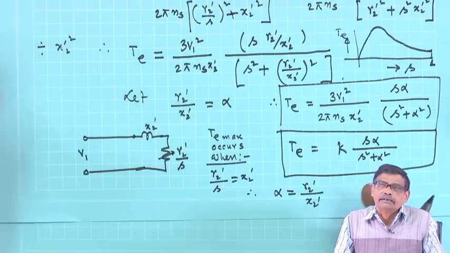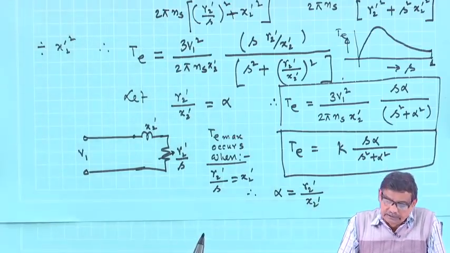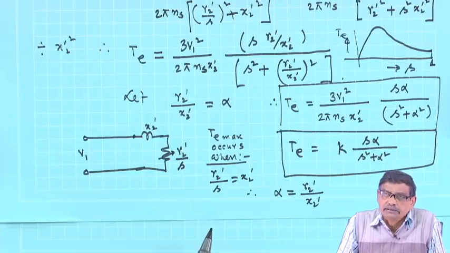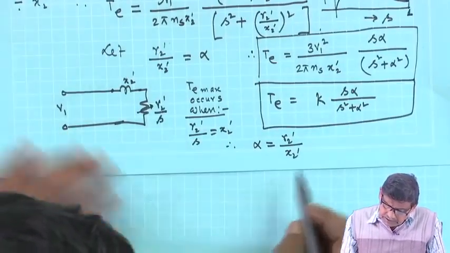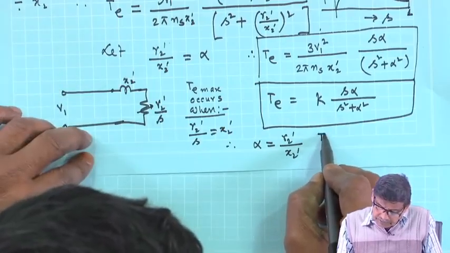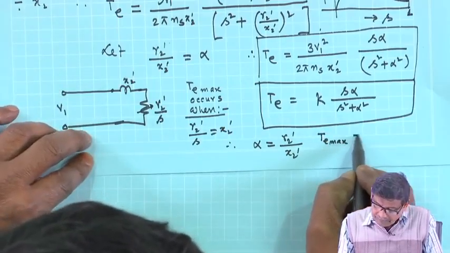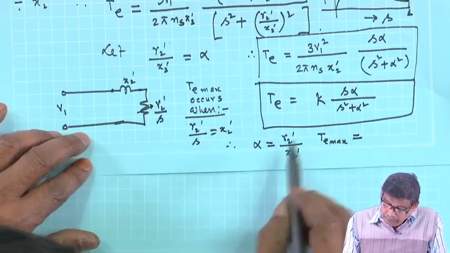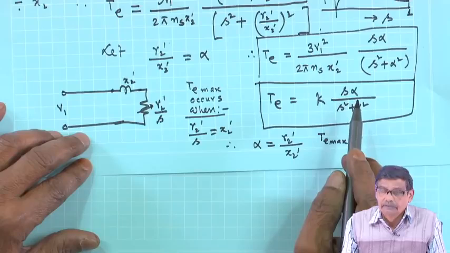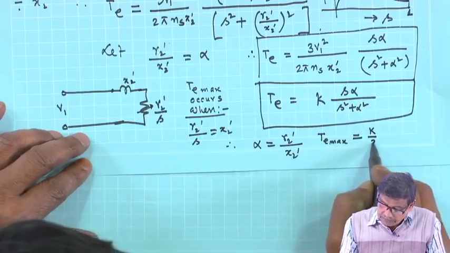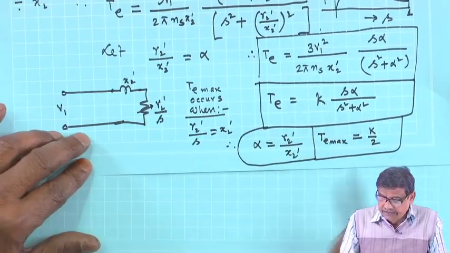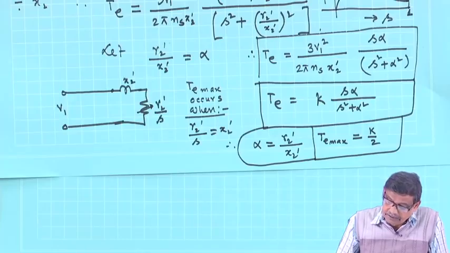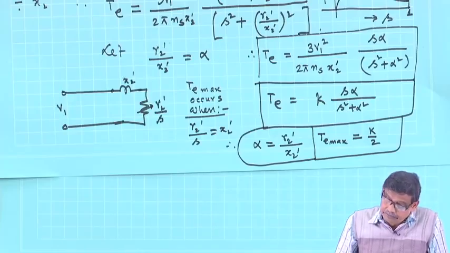Problems are often set assuming stator impedances neglected as well as stator losses neglected. So, with that in mind, we have got this, and here once again you see the value of T max, maximum value of the torque will be for S equal to alpha. If you do that, it will be k by 2. So, these are the three things. Maximum torque is this k divided by 2.